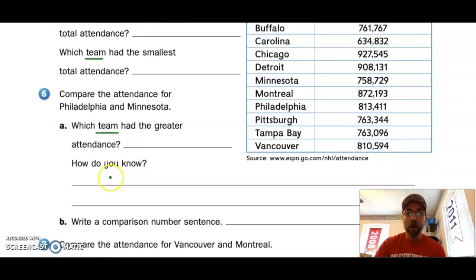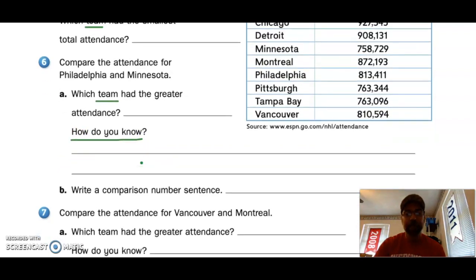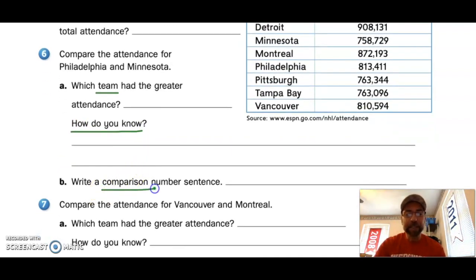How do you know which team had the greatest attendance? Which place did you have to look at? And then write a comparison number sentence. This is where you're going to use greater than, less than, between the two numbers.